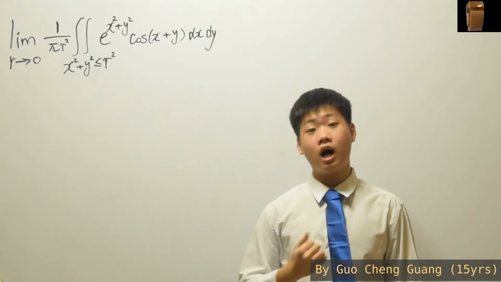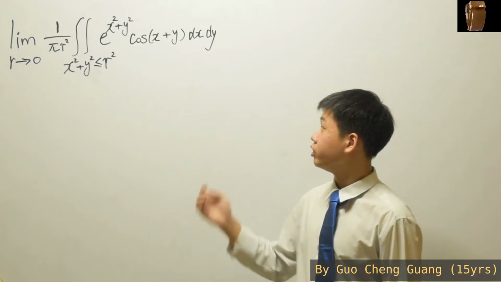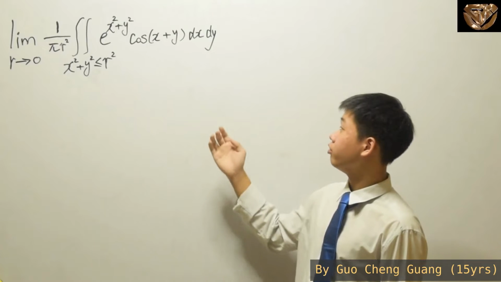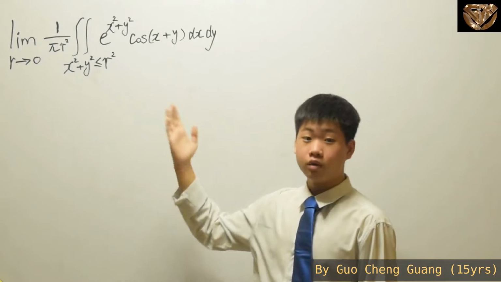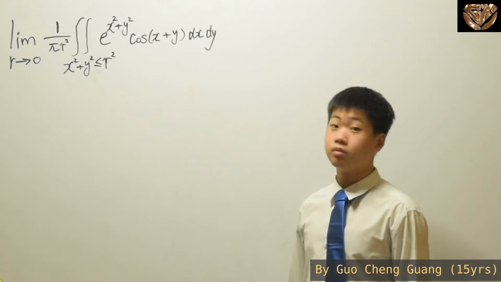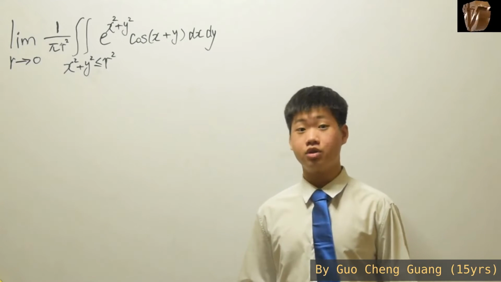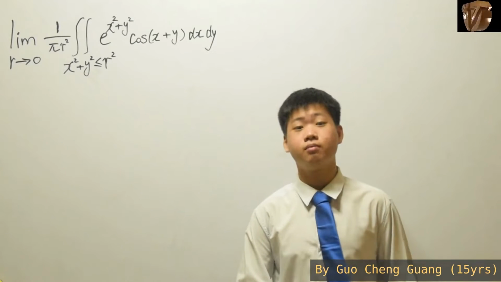So, if you do not know any of these strategies and you look at this question, you might not know how to solve it, since this seems very complicated. You have double integration, you have exponential trigonometry within your boundary of a circle, and you have limits. How on earth are you ever going to solve this? It seems impossible, isn't it?